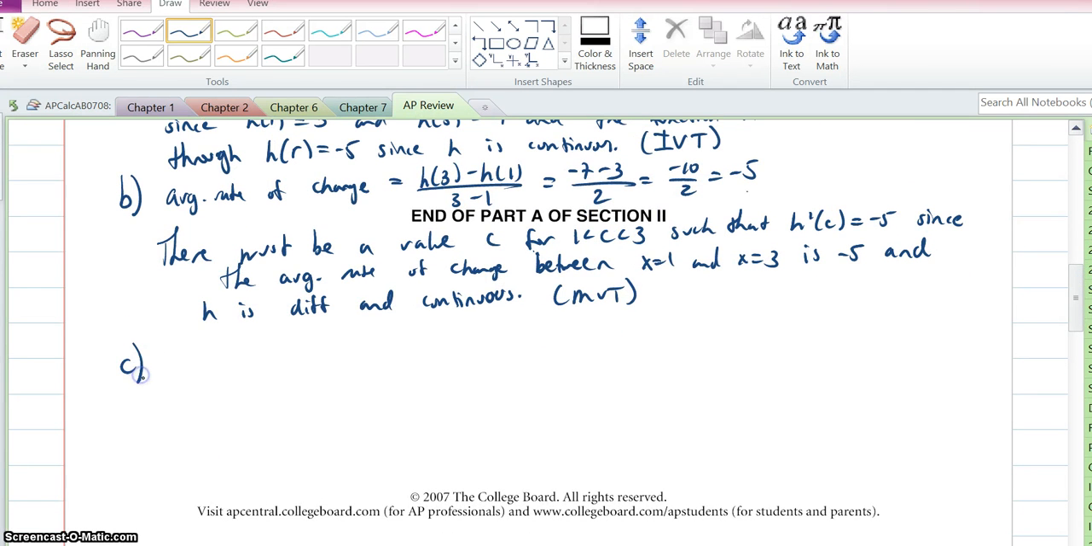For part C, it says let W be the function given by W of x equals the integral from 1 to g of x of f of t dt. Find the value of W prime of 3. So we need to find W prime of x first. So that's going to be the fundamental theorem of calculus.